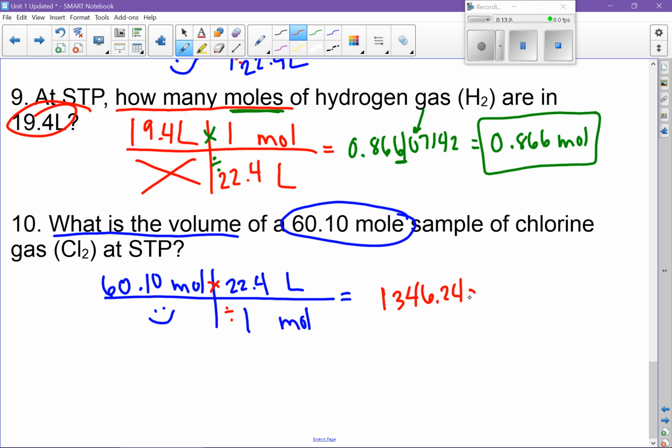1346.24. We're going to round this one at the ones place, which is right here. The 2 afterwards, we can leave it. We're not going to round it up, so it's going to stay 1346. And we were looking for volume, which is liters, and so that goes there.